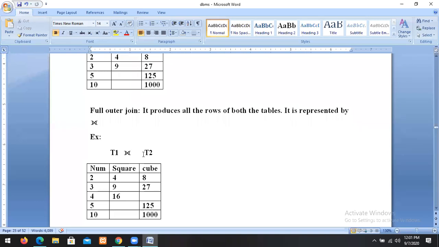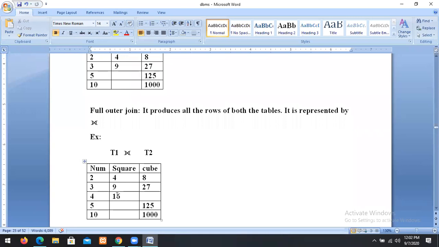T1 full outer join T2. So 2, 4, 8, 3, 9, 27, 4, 16, 5, 125, 10, 1,000. So even though there are no matching rows in T1 and T2, it produces the output. If such an output is there, then it is called as full outer join. Like this, there are 3 outer joins.